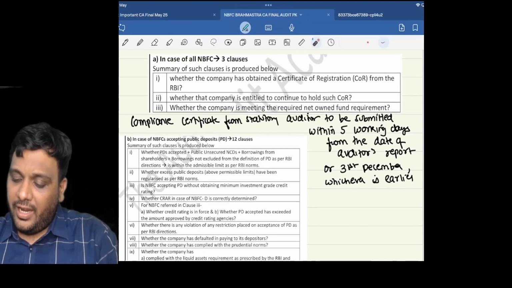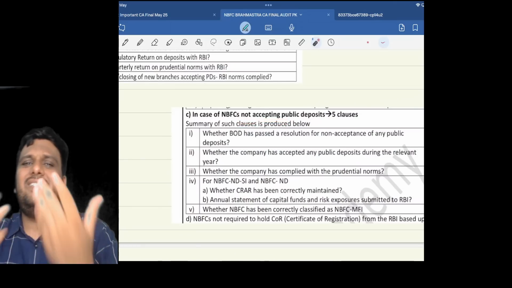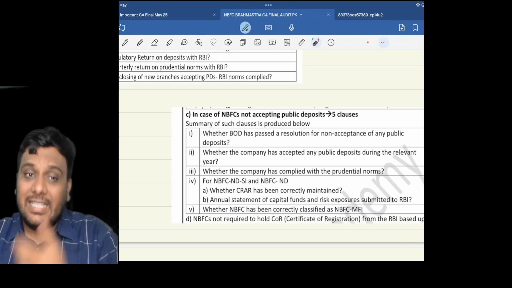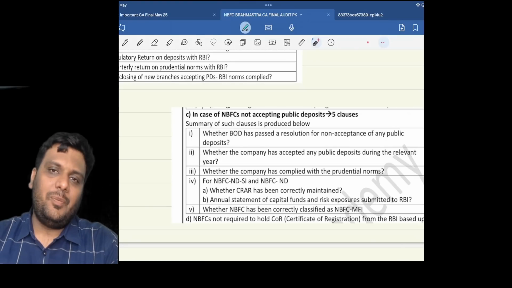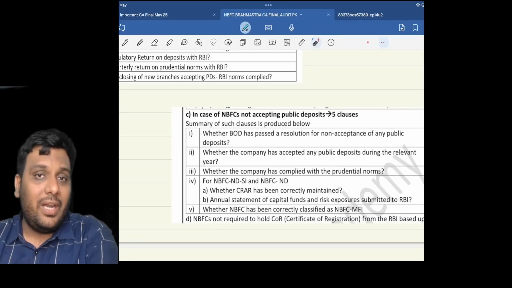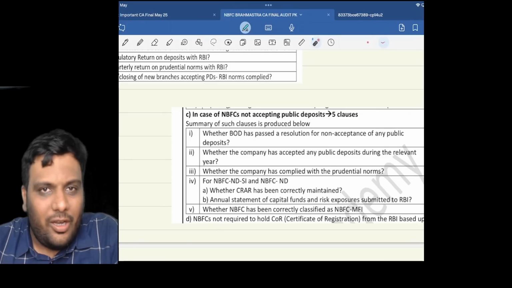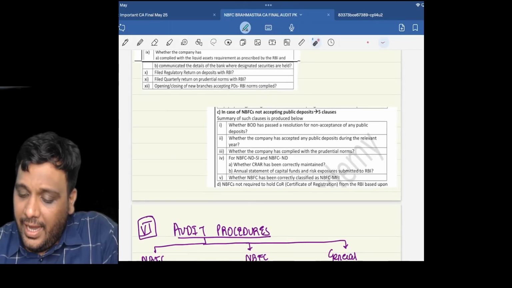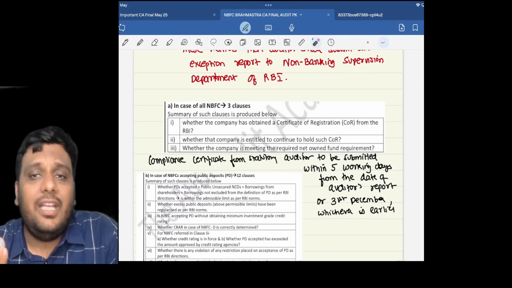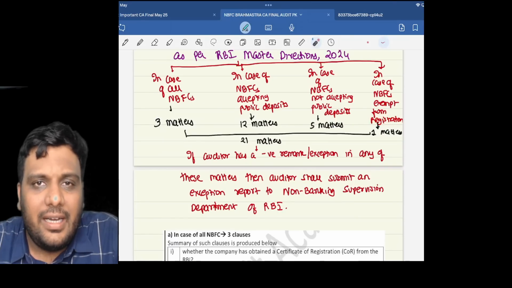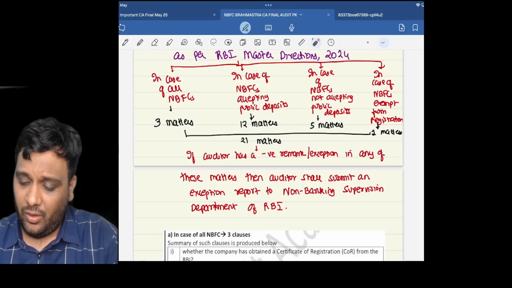Yes. For NBFCs not accepting public deposits, there are around 5 clauses, which again state whether the company has accepted public deposits, whether the board of directors have passed a resolution for not accepting public deposits, or whether the company is complying with RBI regulations, capital regulations, prudential norms, all of that. Okay. And for an NBFC which is exempt, they are just inquiring whether it fulfills the criteria of exemption or not. All right. So you can see it very clear over here.